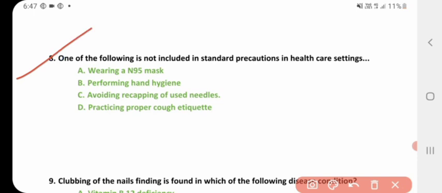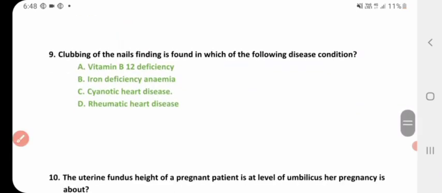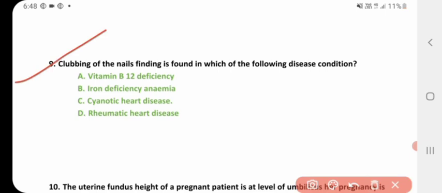Next, 8. One of the following is not included in standard precautions in healthcare settings: wearing an N95 mask, performing hand hygiene, avoiding recapping of used needles, practicing proper cough etiquette. So the right answer is avoiding recapping of used needles. Option C.